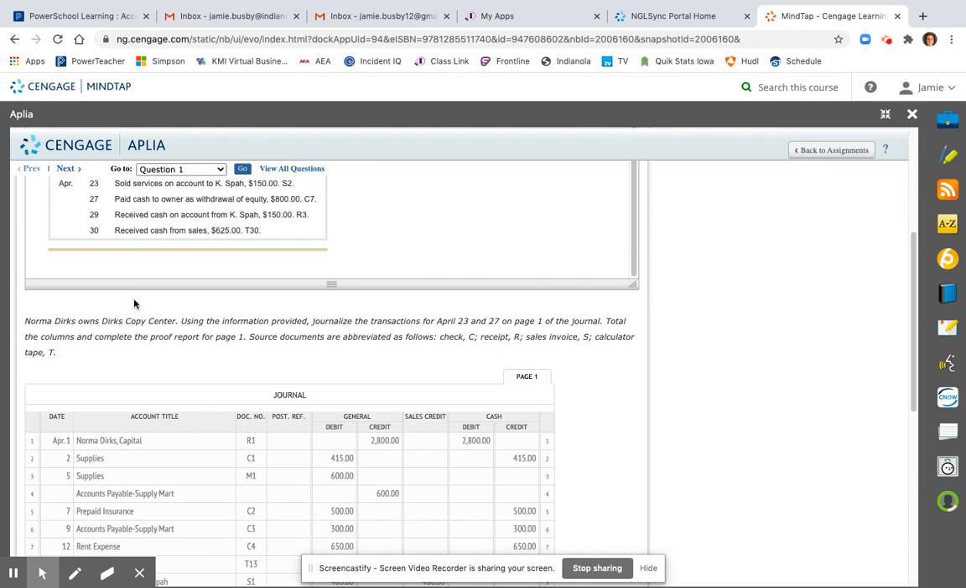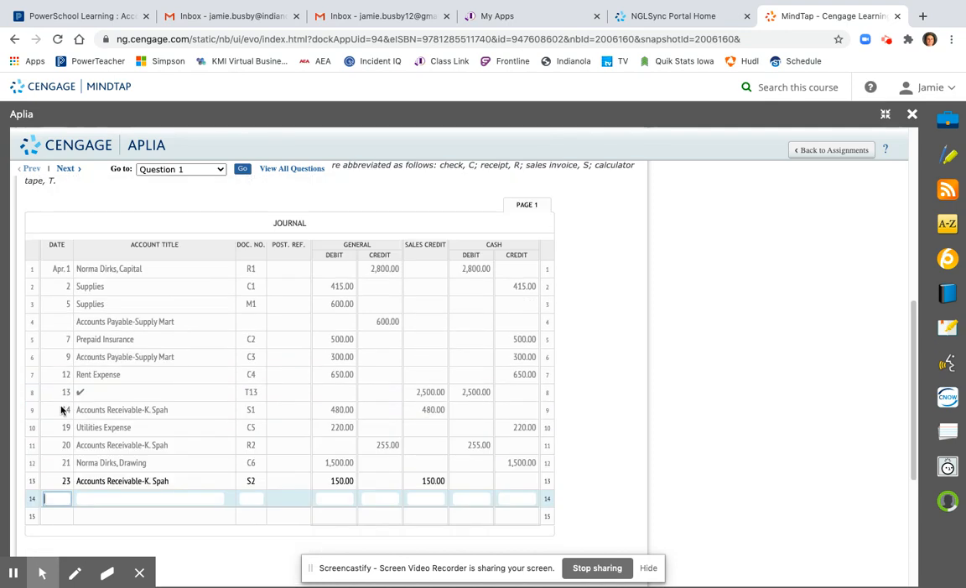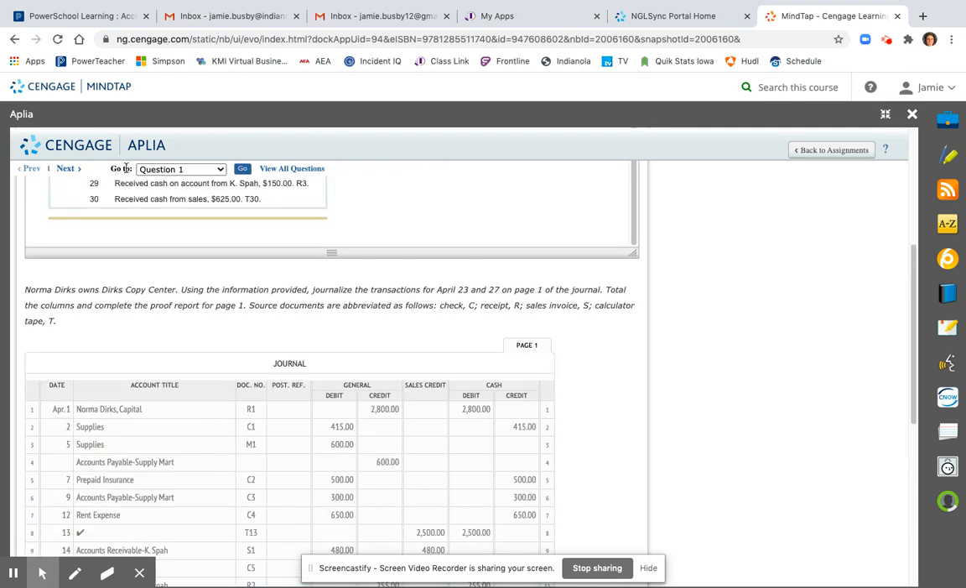April 23rd, we sold services on account to K-Spa. Sales invoice number 2. Sold services, so we need to have cash. I like to do the special column first. 150 credit cash, and we're going to debit K-Spa to increase that asset to show that they owe us more money. Debit, credit, date, and source document.